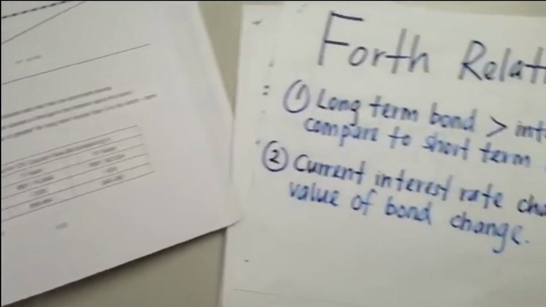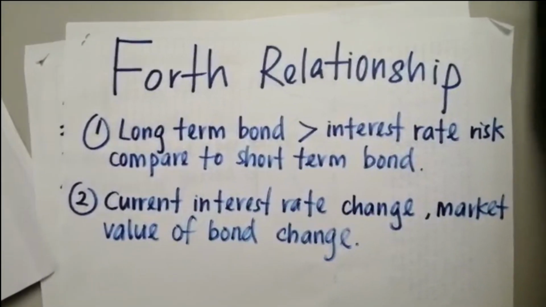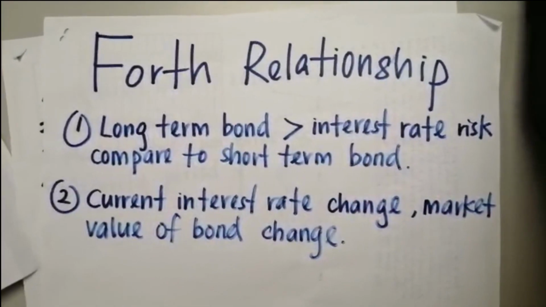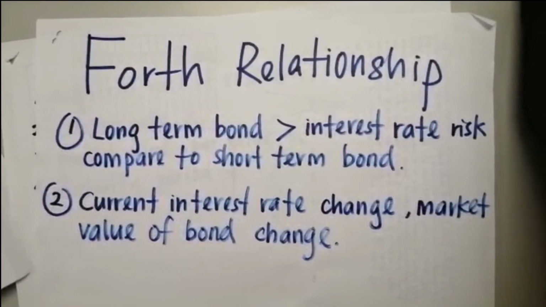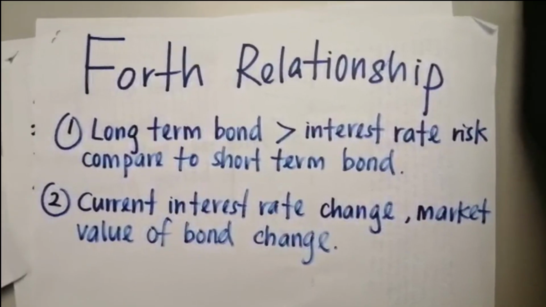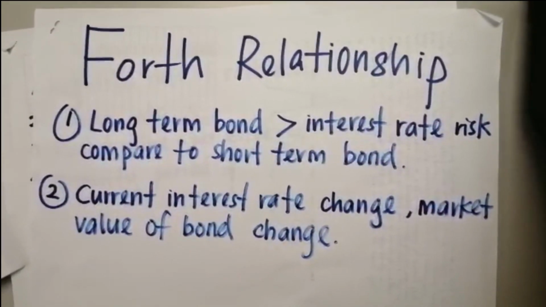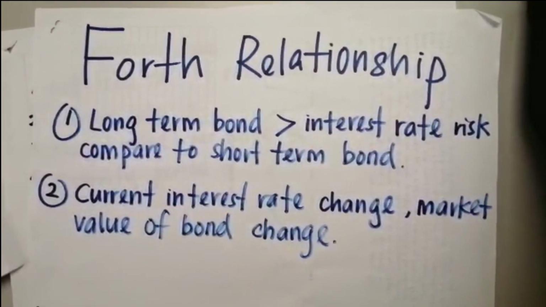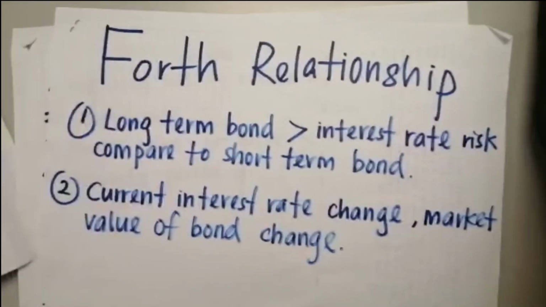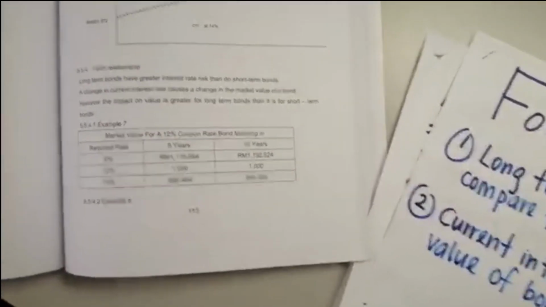What is the fourth relationship? The fourth relationship is that a long-term bond has greater interest rate risk compared to a short-term bond. Second, when the current interest rate changes, the market value of the bond also will change. Let us see the example first.